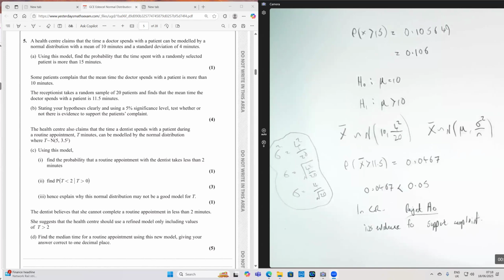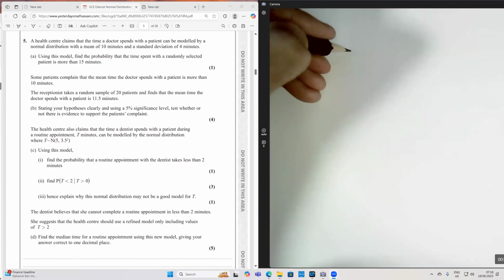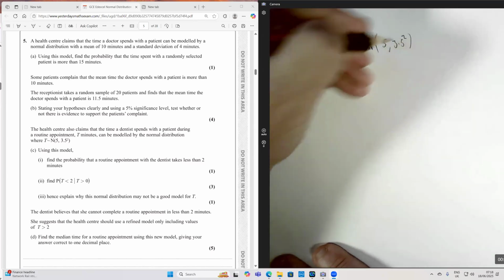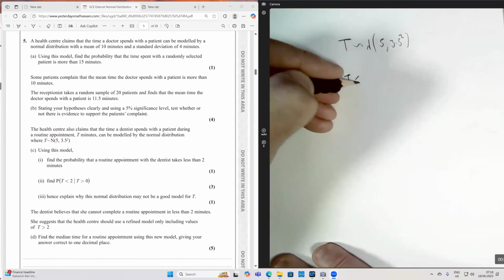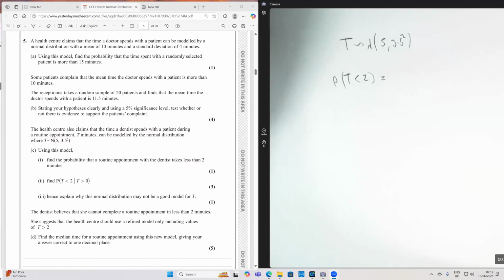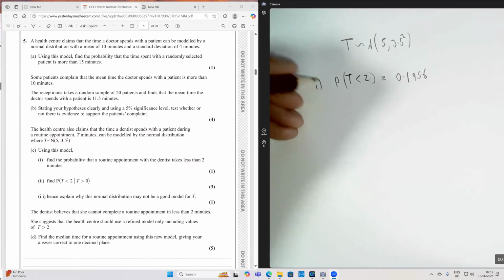Now, the health centre also claims that the time that a dentist spends with a patient during a routine appointment, T minutes, can be modelled by a normal distribution, where T is normally distributed with a mean of 5 and a standard deviation of 3.5. Using the model, find the probability that a routine appointment with the dentist takes less than 2 minutes. So we're trying to find out the probability that the time the dentist spends with a patient is less than 2 minutes. You just put that into your calculator in the standard way, and that would give us 0.1956. So that's the first part of part C.